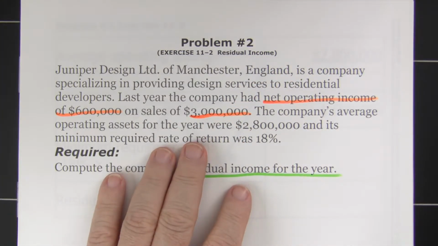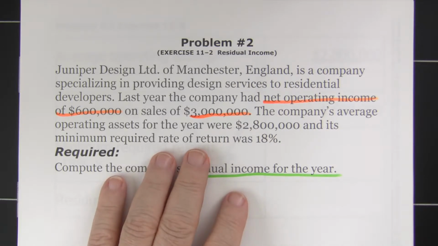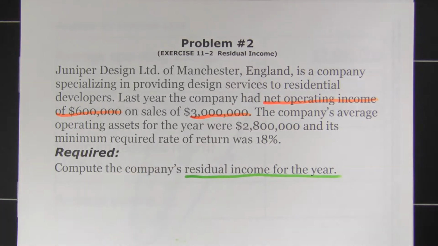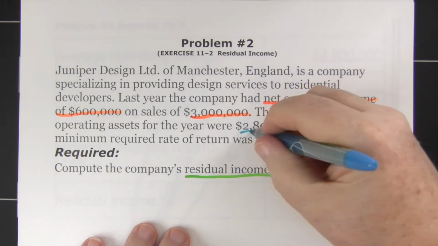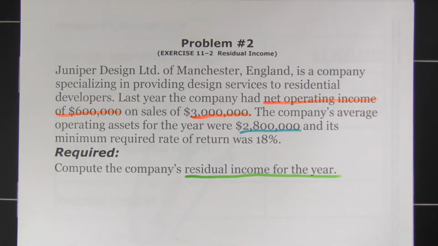That's also pretty irrelevant. The company's average operating assets were $2,800,000. That you may not be able to just grab. You may have to take last year's balance sheet, add up the operating assets, take this year's balance sheet, add up the operating assets, add them together and divide by 2. That's how you come up with average operating assets. In this case, they gave us the number, so we're good to go.